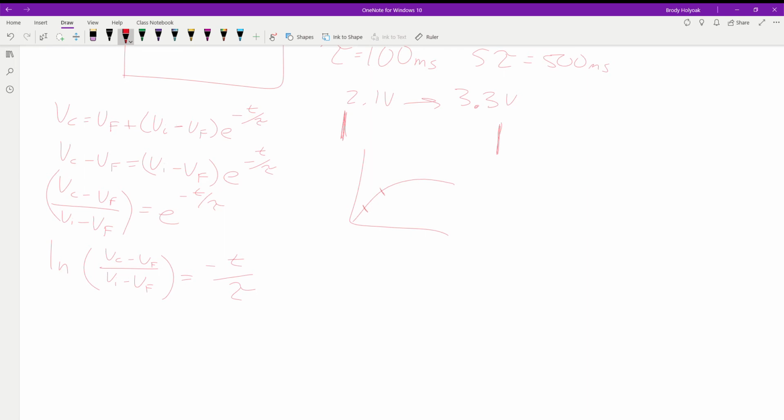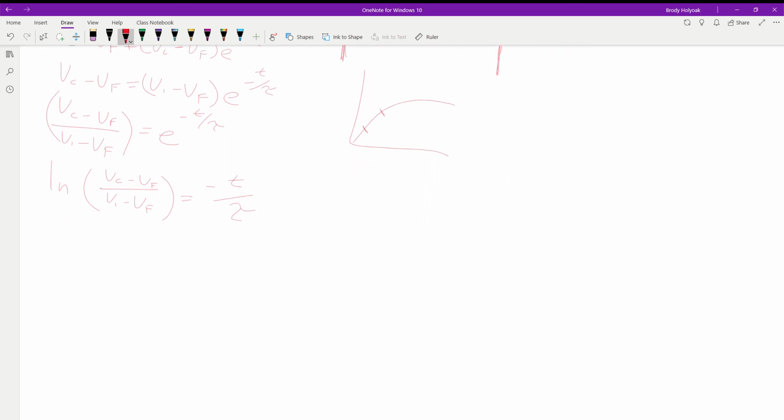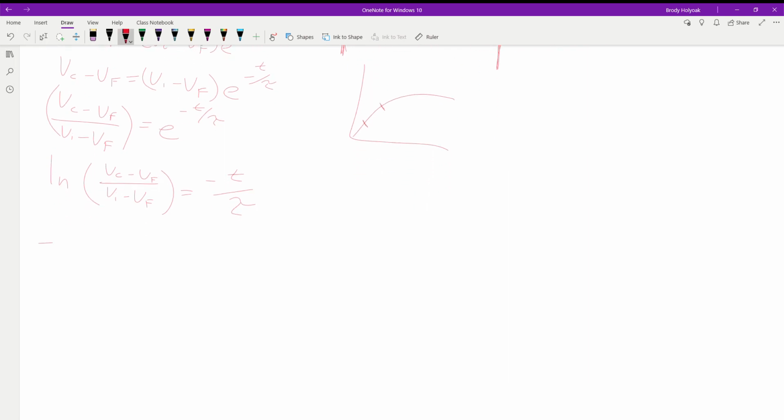multiplied by negative tau. And so we end up with negative tau times the natural log of (VC minus VF) over (V_initial minus VF). That gives us the time. So without putting in any of our values, we can now use this formula to solve for the time on any of these equations.